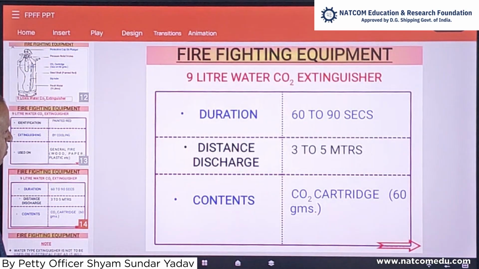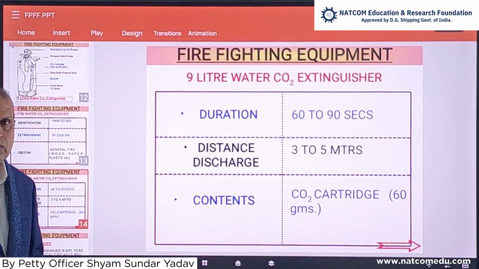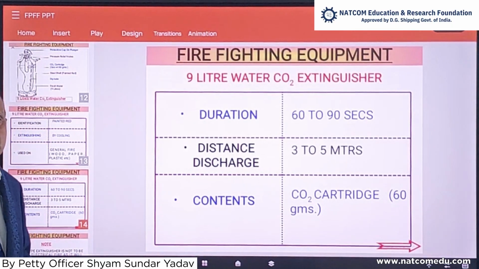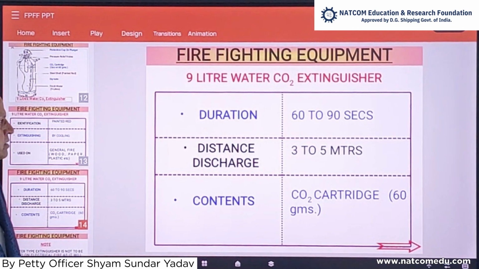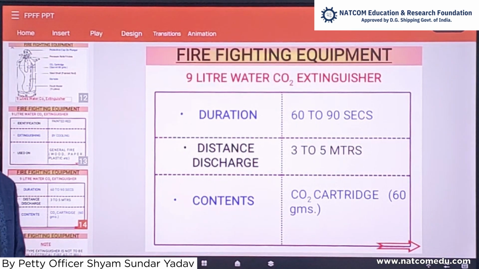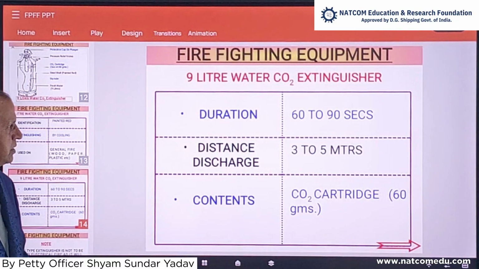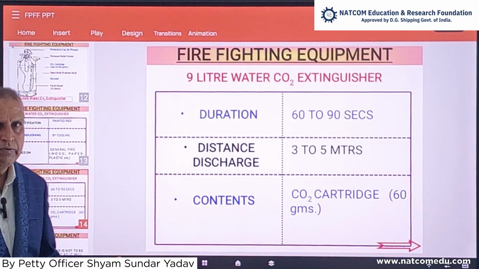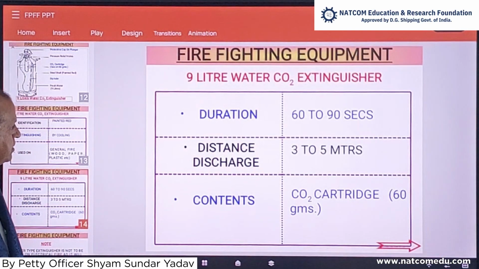This is very important. Duration: how long will it run the moment you operate it? It will run around 60 to 90 seconds. So keep in mind, you have to take fast action, otherwise it will empty very shortly. Distance: maintain some distance from the fire, at least 3 to 5 meters.